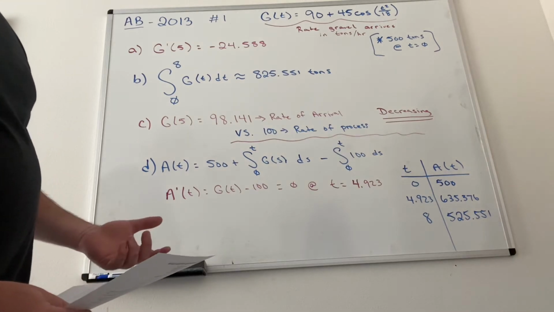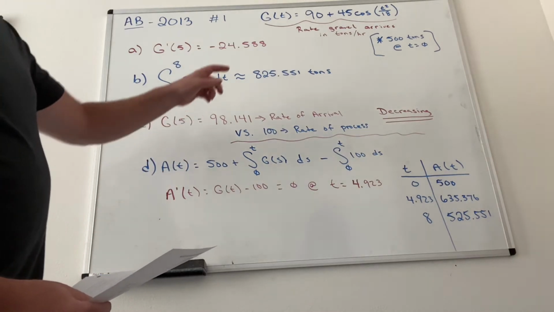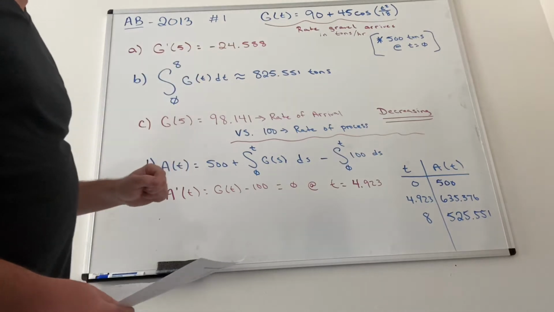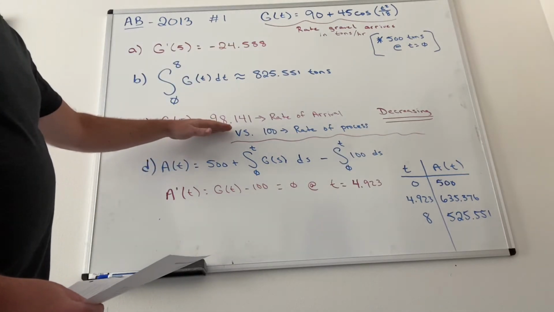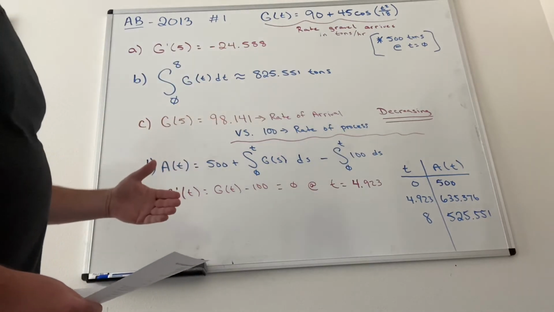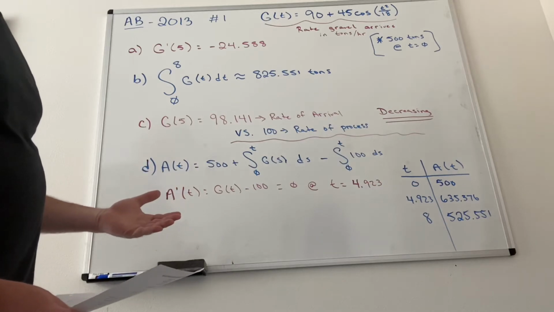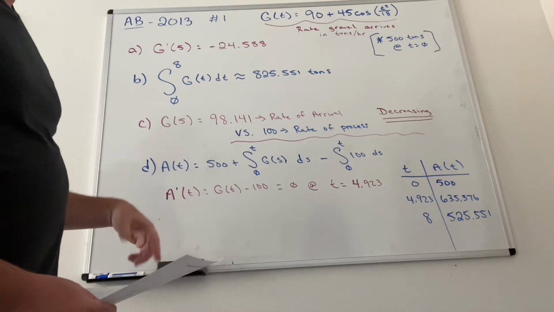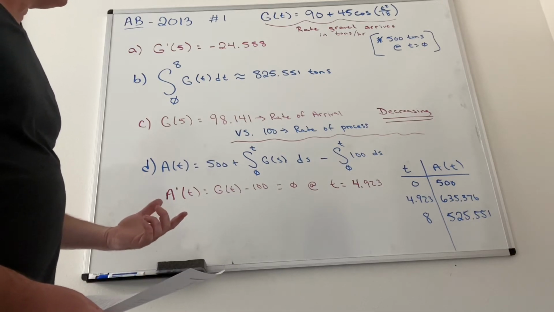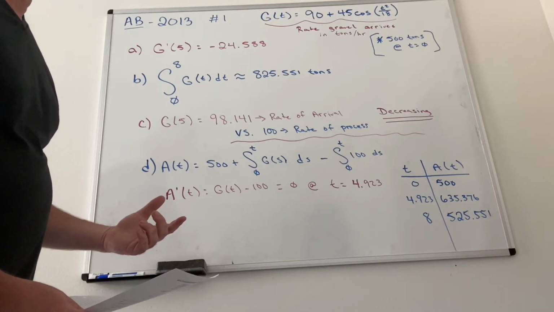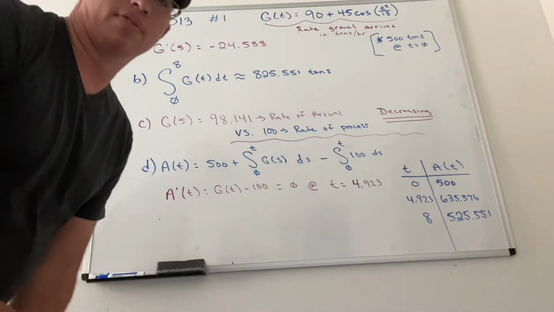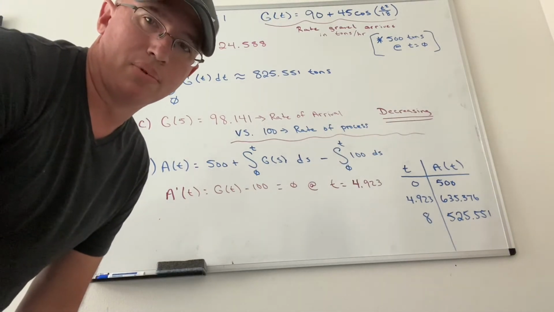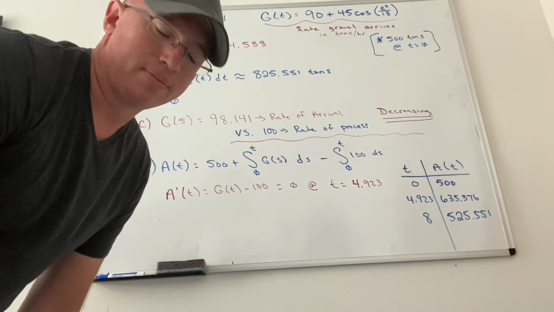Part C, is the amount of unprocessed gravel at the plant increasing or decreasing at time 5? Well, the rate that it's arriving at time 5, you just plug a 5 into G(t) and you get 98.141. It tells us that the rate that is being processed is fixed, and that's 100 tons per hour, and 100 is bigger than 98.141, so it's being processed faster than it's arriving, so the amount of gravel at the plant would be decreasing at time 5.